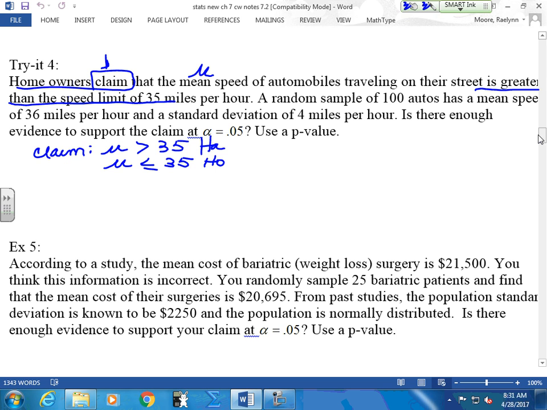I did a sampling here. I sampled 100 autos. So since my n is greater than 30, do they have to tell me this is normally distributed? n has to be greater than or equal to 30, or they've got to tell me. In this case, I'm okay to go with it. And my mean came out to be 36. My population standard deviation is 4 miles.